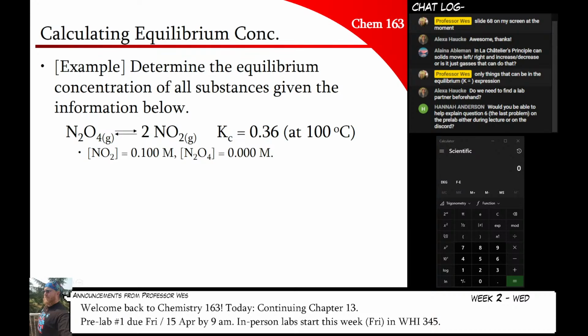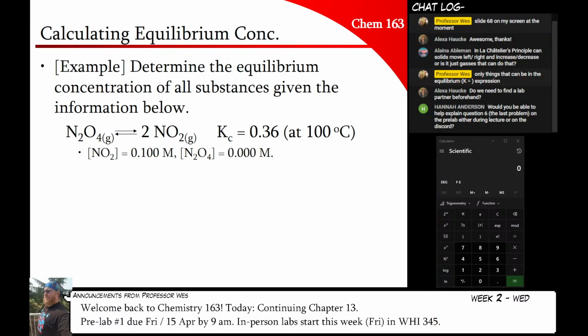Can I explain question 6 in the pre-lab? I would prefer to do that on Discord. In fact, I think I already did. Let me read to you what I wrote there. Question 6 requires you to read ahead and look at the procedure. Sometimes pre-lab questions will do that. Let me find the specific question.